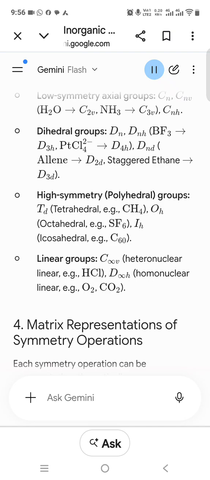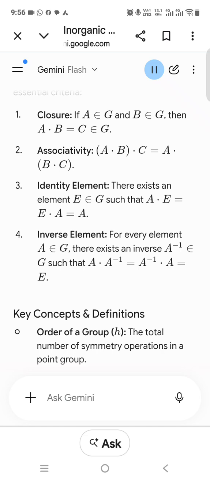Symmetric g, gerade, antisymmetric u, ungerade, with respect to inversion i. Primes: symmetric, antisymmetric to a horizontal plane, σ_h.